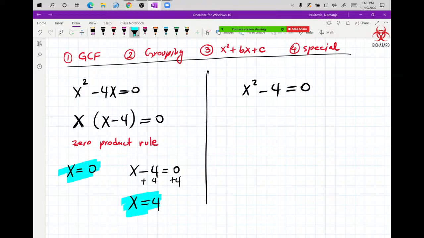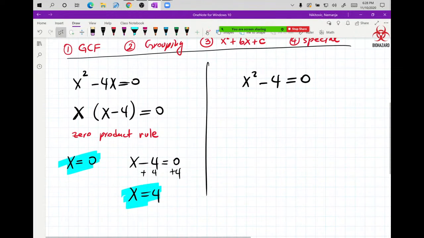So we have 2 answers for problems that have a square, what you call quadratic, right? Equations like these would have 2 solutions. So we have x equals 0 and x equals 4.